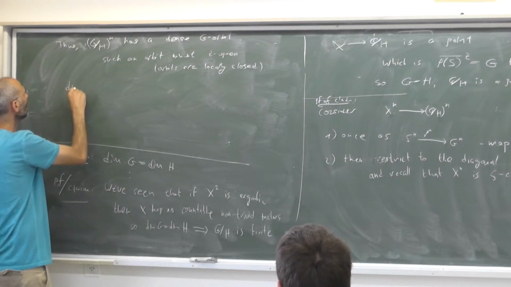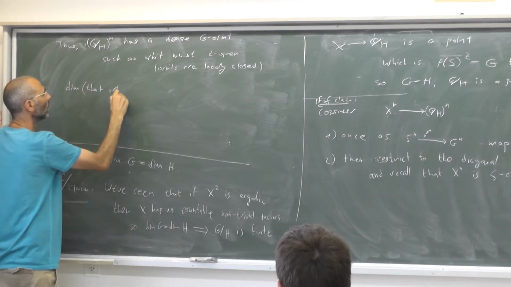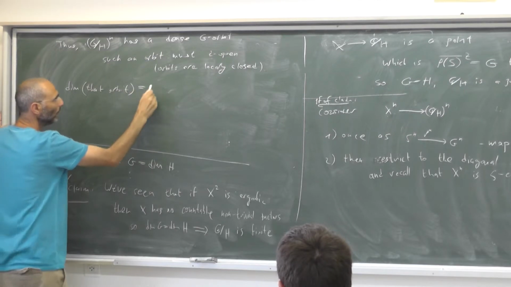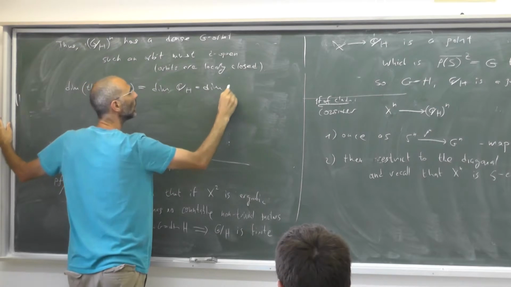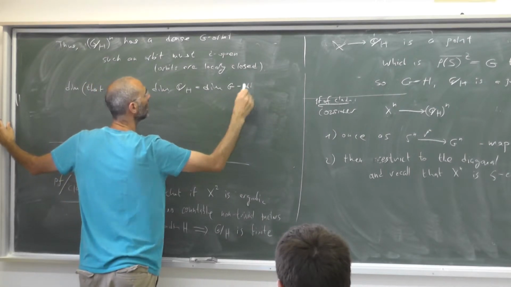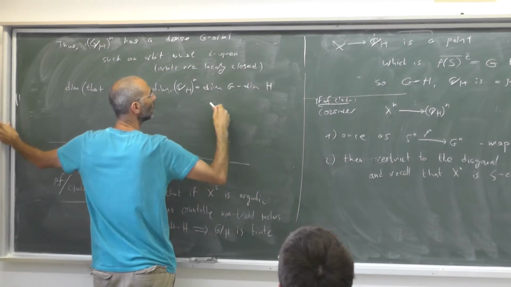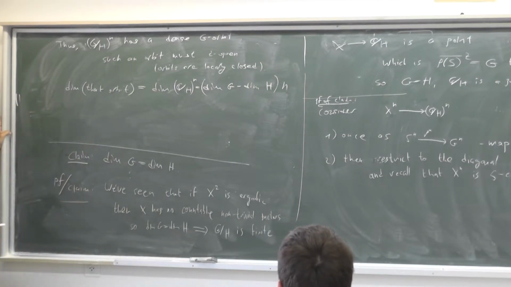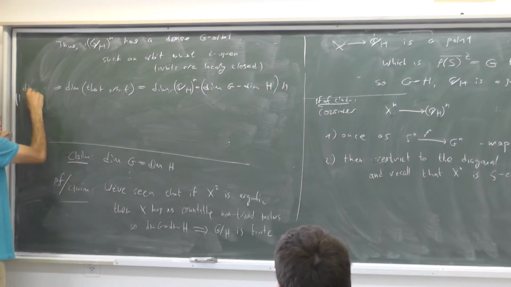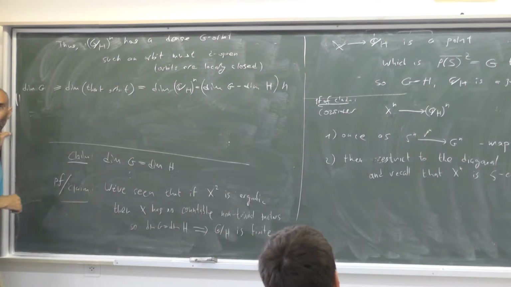So the dimension of that orbit must be the dimension of G mod H, to the n, n times. And of course it is less than the dimension of G. And this is for all n.